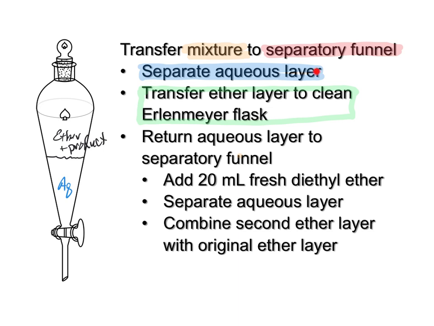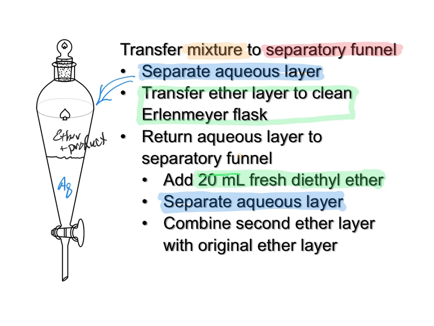We can take this aqueous layer. The aqueous layer will go back into the separatory funnel. We will add another 20 milliliters of diethyl ether. Right? Mix it appropriately, let it separate, and again, drain that aqueous layer.